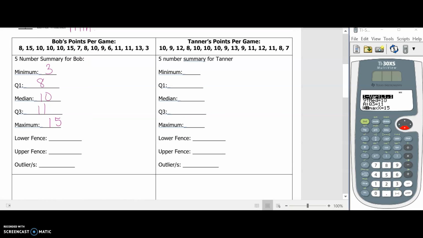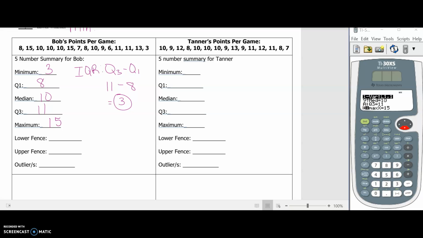Remember, the interquartile range was calculated by taking the 3rd quartile and subtracting the 1st quartile. So here we have the 3rd quartile as 11 and the 1st quartile as 8. So my interquartile range, the difference, is 3. I'm going to use that to calculate my upper and lower fence.